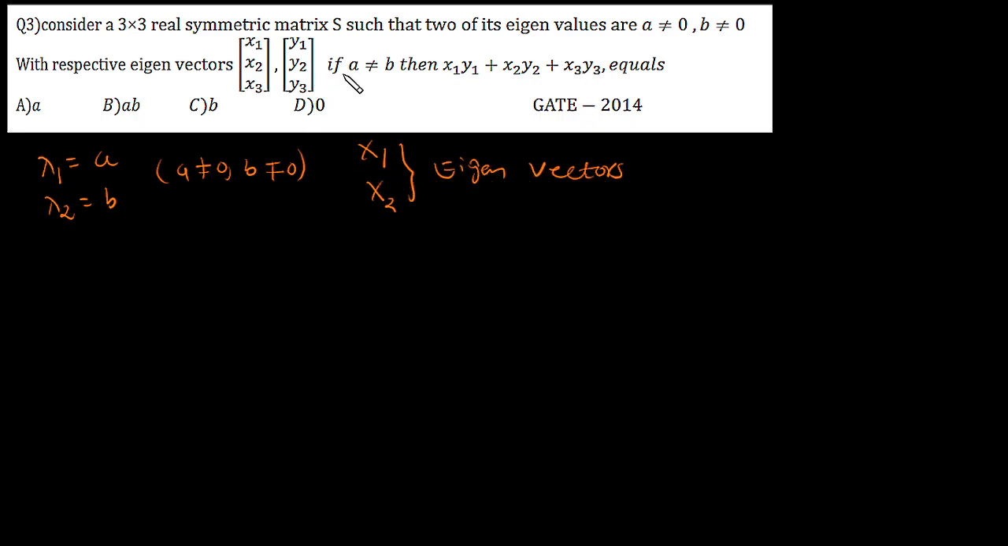Now the further condition is given about the values A and B: these two eigenvalues are not equal, so we can say lambda 1 is not equal to lambda 2. We have three conditions given like this. They are asking about x1 times y1 plus x2 times y2 plus x3 times y3. In fact, they are asking about the dot product of these two.